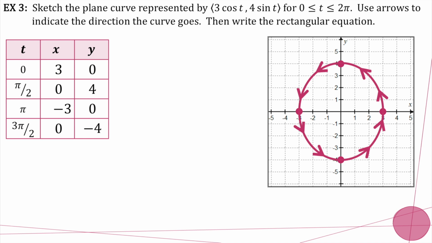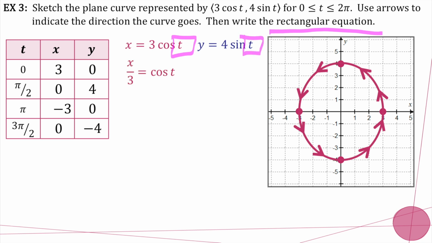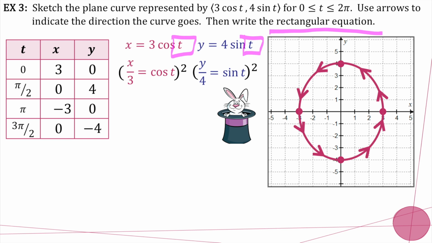Now, to write the rectangular equation, you've actually seen this before. If we have x equals 3 cosine t and y equals 4 sine t, our goal is to eliminate this parameter t. To do that, we'll divide by the constants in front of them. So we get x over 3 equals cosine t, y over 4 equals sine t, and then we get to do this cool math magic where we square both of them.